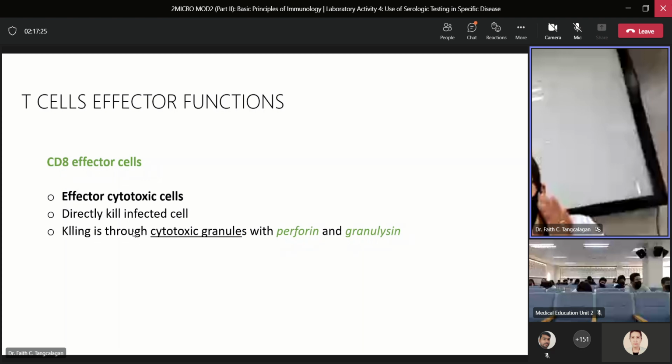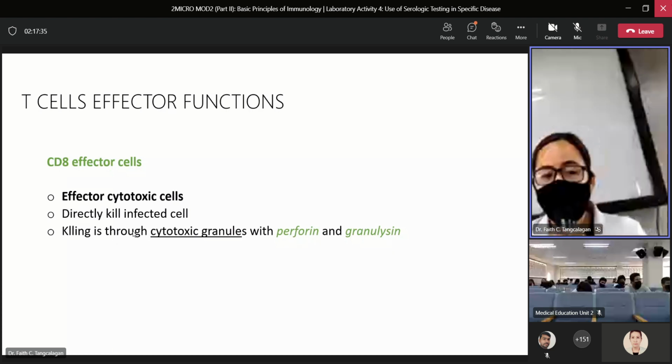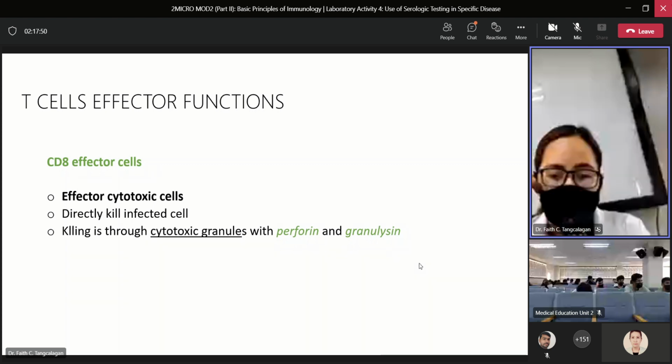So that's your CD8. The method of killing of these CD8 effector cells against the pathogens is through its granules. What we call these granules or granzymes are your perforin and your granulysin. They induce apoptosis once they enter the infected cell. Okay, so I think that's all.